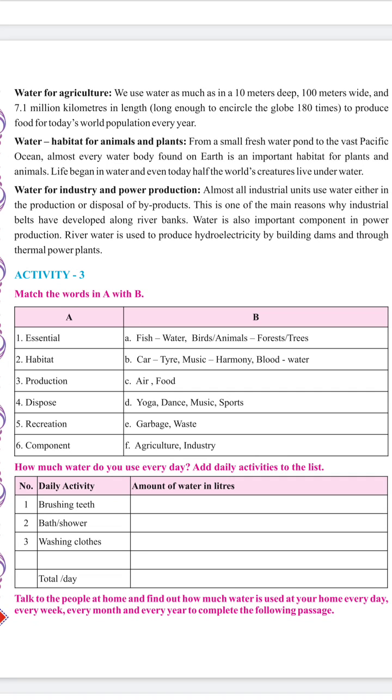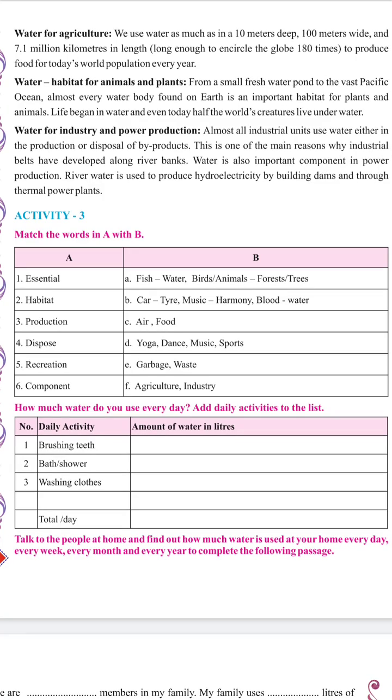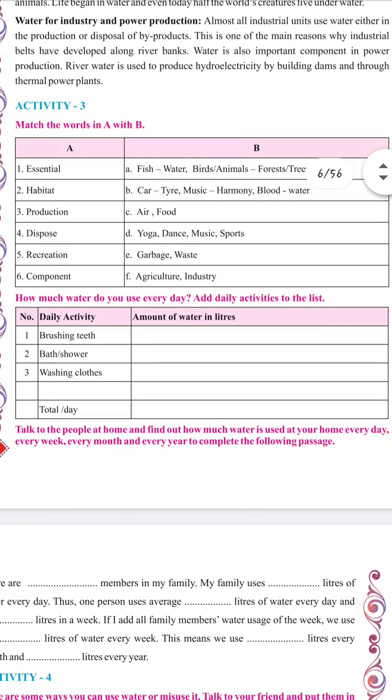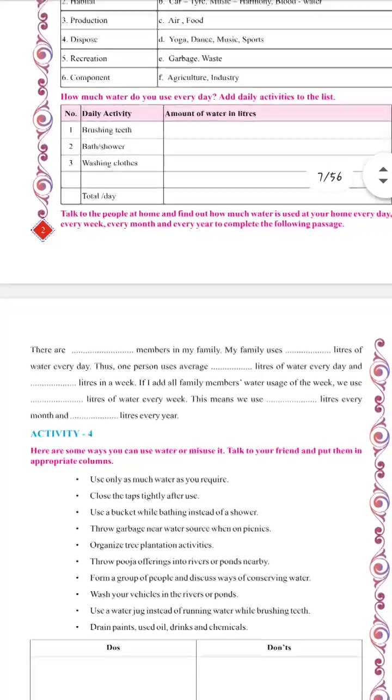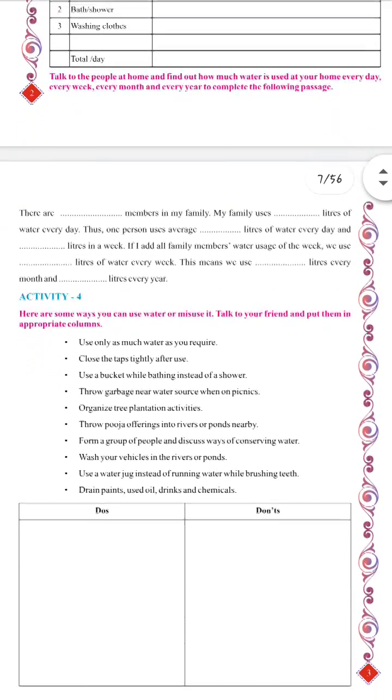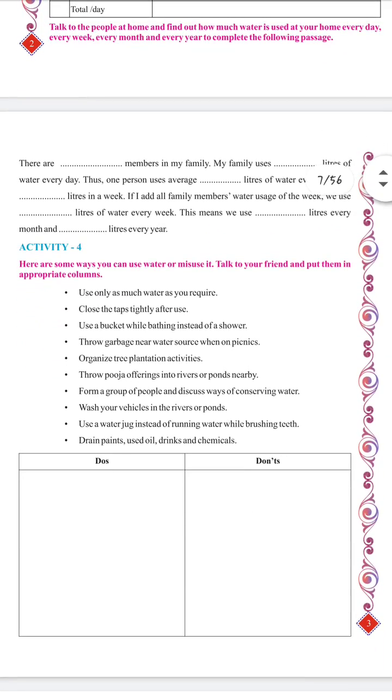So dear students, you will also have to guess how much water you use daily for these 3 activities, and you have to add one more activity in the space provided here, so that we can know how much water is being used on these particular activities. So there are dash members in my family. First of all, you have to give the number of members in your family, so that we will know if the family in which you live is a big family or a small family. The family uses dash liters of water every day.